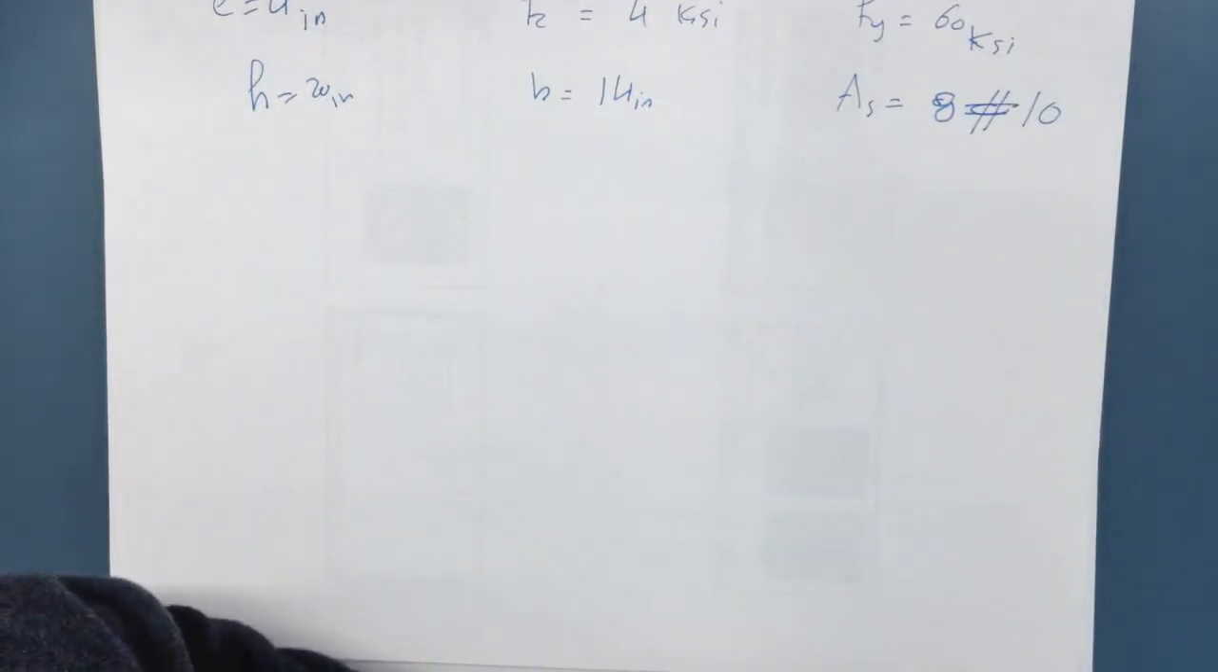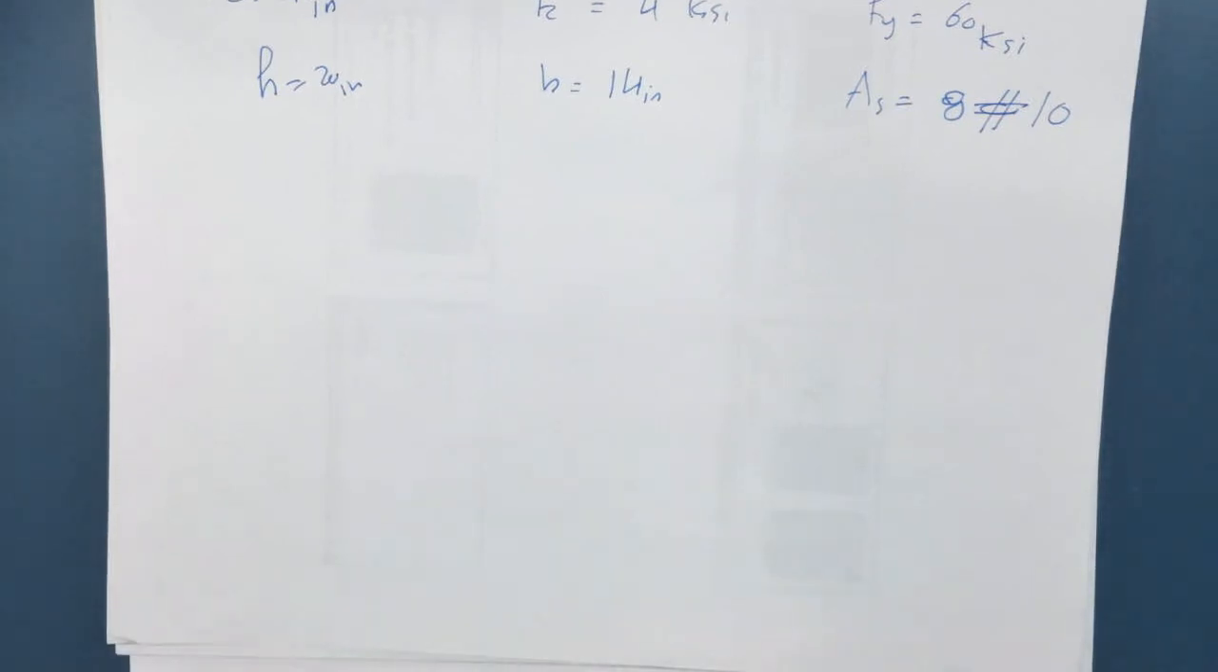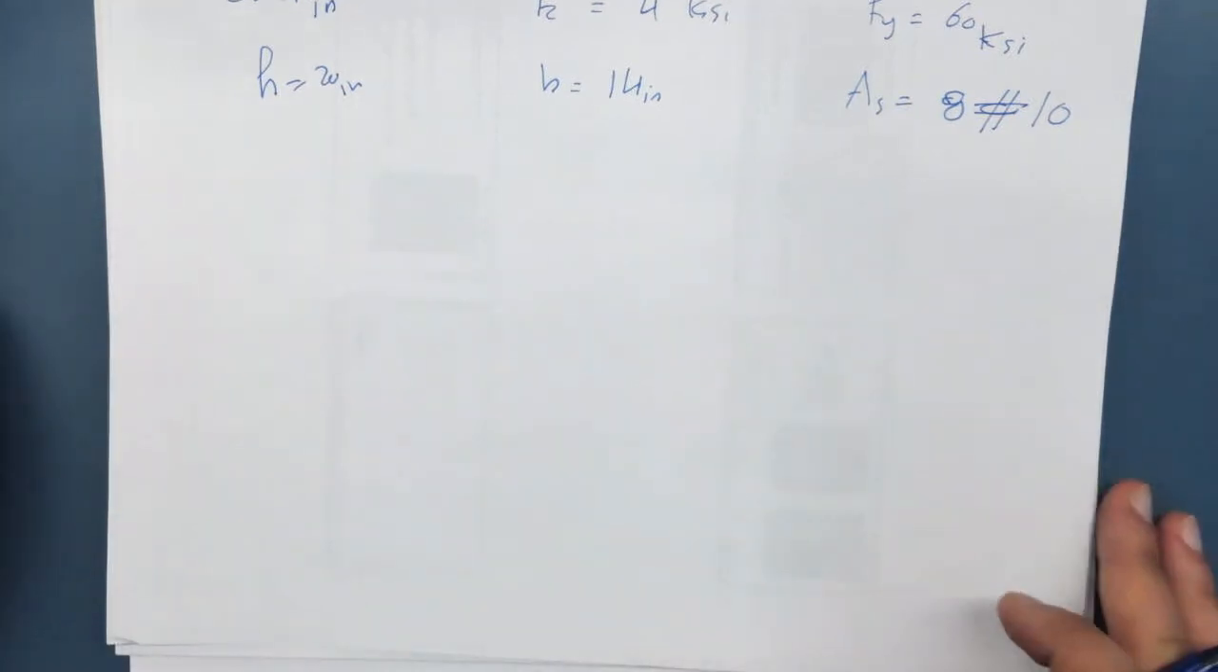8 number 10. And if you go to the tables, you will see what's 8 number 10. I think it's 4 inches square. I don't recall exactly, but if you go to the table, you will find the area of 8 number 10. As shown, what is the maximum factored load that we can apply to this column over here, and this column can withstand? We have a problem here.